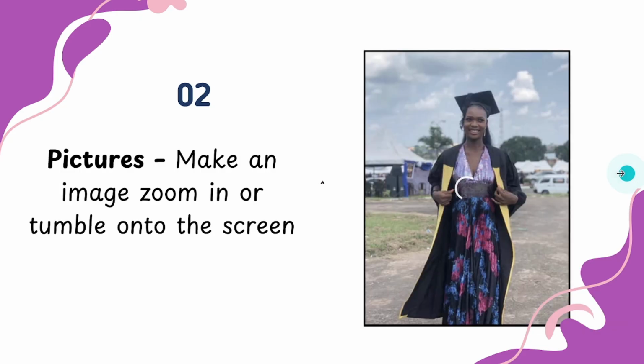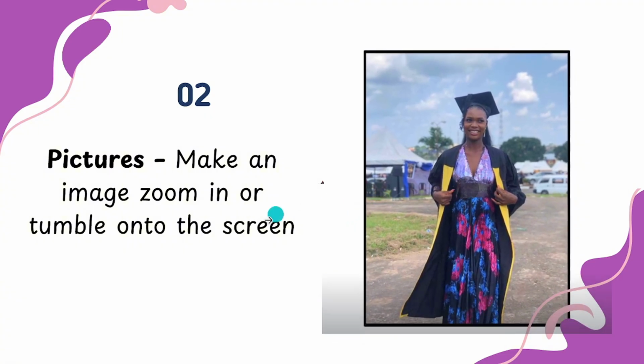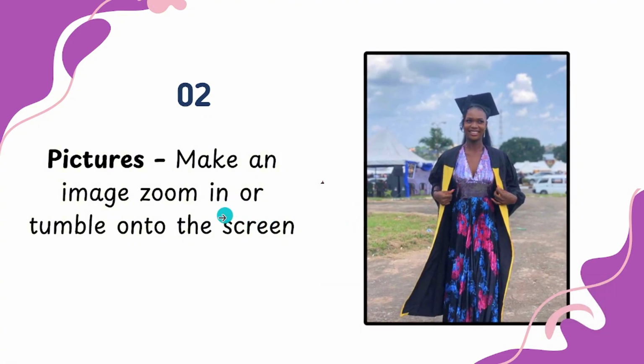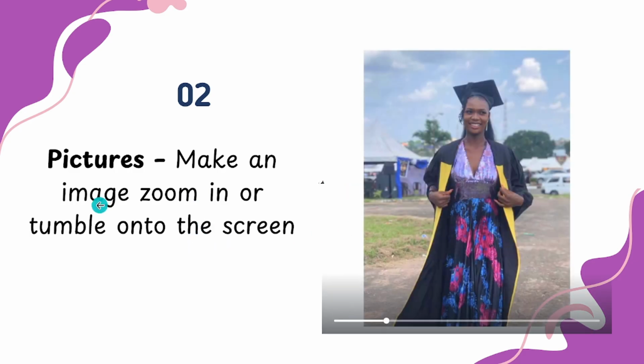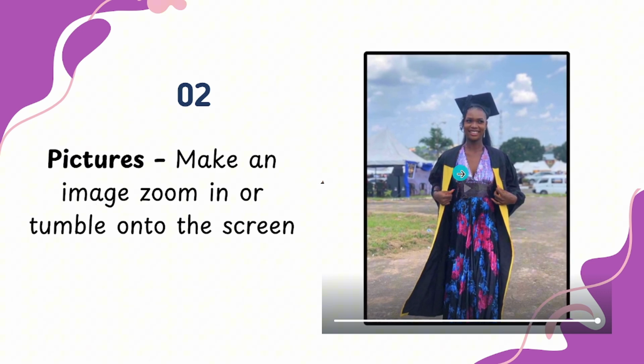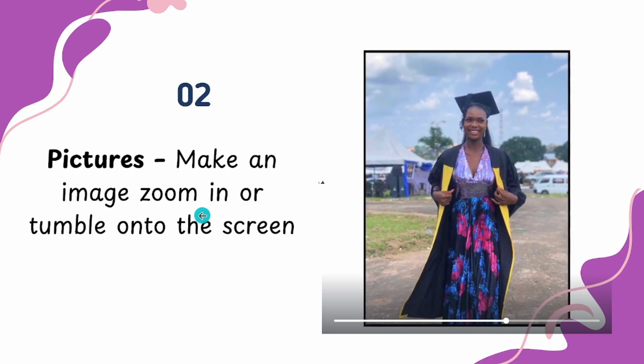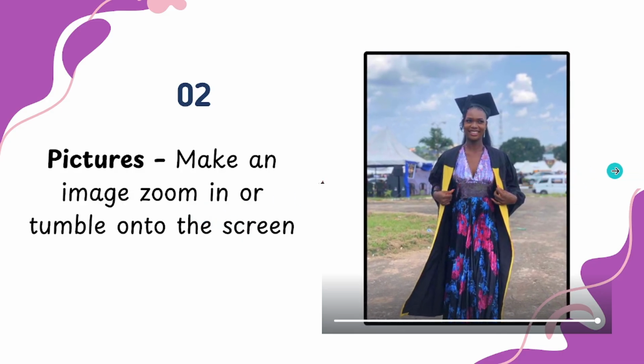All right. The next thing you can animate in Canva is pictures. You see how my picture just zoomed. You see? So you can make an image zoom in or tremble onto the screen. Look at the animation that I added for this one. You see, cool, right? So instead of it just being a normal picture, you see. So this is cool, right? And it's exciting to watch. I'm excited.